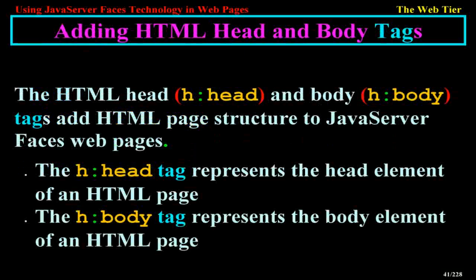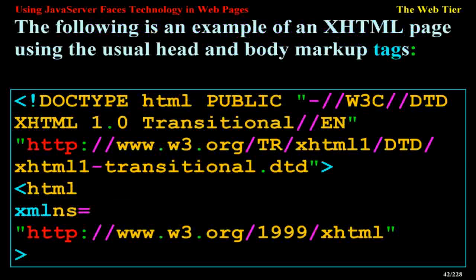Adding HTML head and body tags. The HTML head (h:head) and body (h:body) tags add HTML page structure to JavaServer Faces web pages. The h:head tag represents the head element of an HTML page. The h:body tag represents the body element of an HTML page. The following is an example of an XHTML page using the usual head and body markup tags.